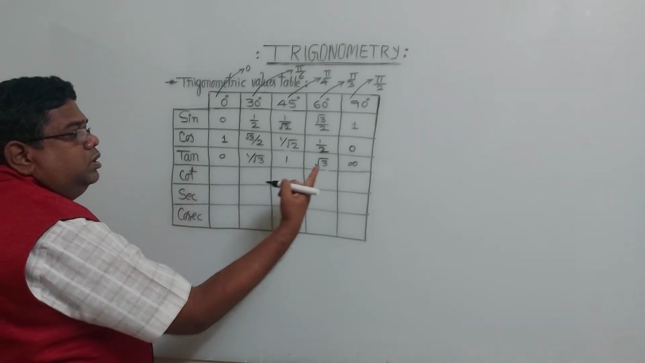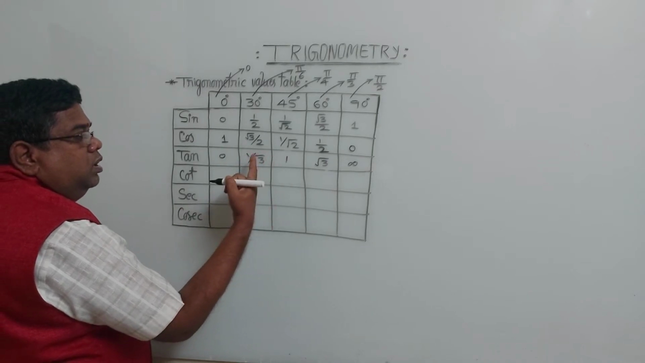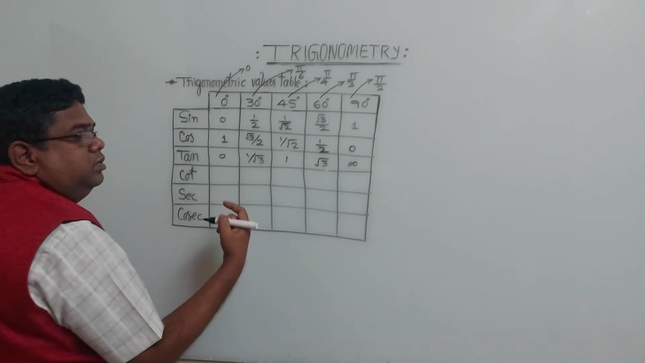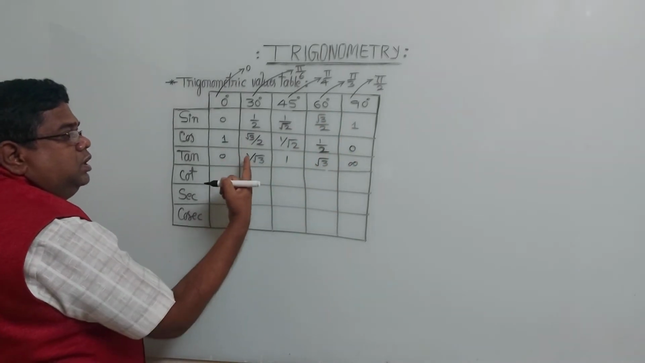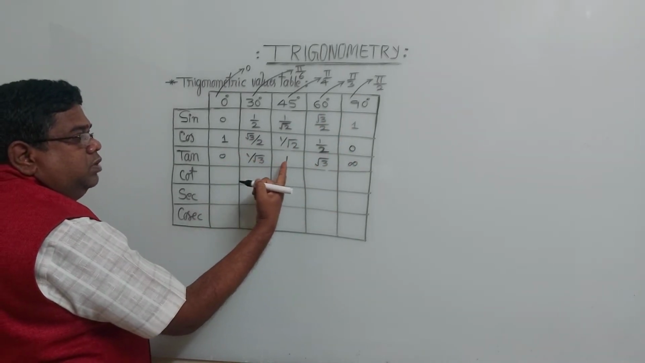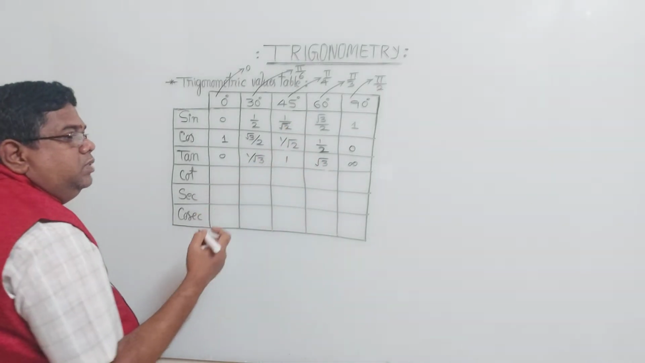The tan values you can remember very easily: 0 is 0, then 1 by root 3, then 1, then root 3, and the last one is infinity. Tan 0 is 0, tan 90 is infinity, tan 30 is 1 by root 3, tan 45 is 1, and tan 60 is root 3. In this way also you can remember very easily.